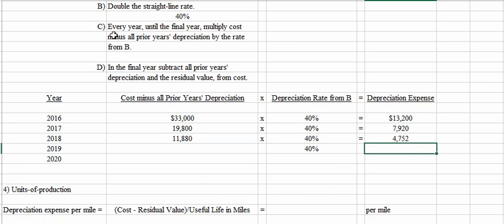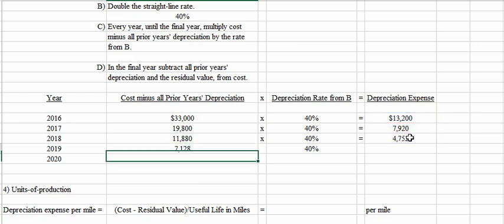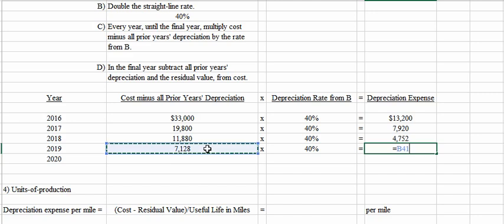Alright, so we're still on this step C. Every year until the final year, multiply cost minus all prior years' depreciation by the rate from B. Okay, so again, we want cost 33,000 minus all prior years' depreciation. So you get 7,128. So it's equal to 7,128 times our rate of 40% to 2,851. Now in the final year, you forget about the rate.